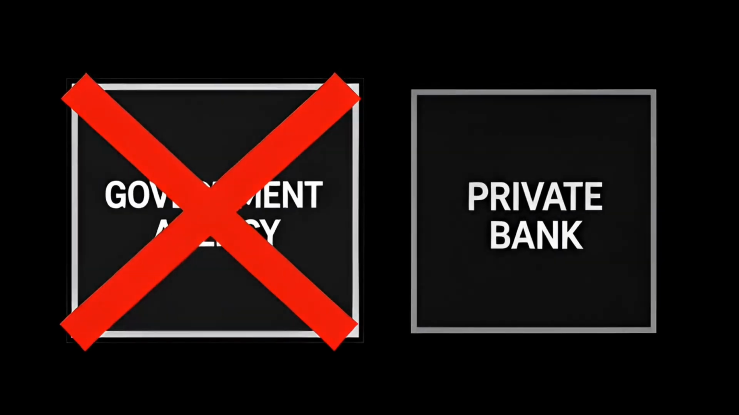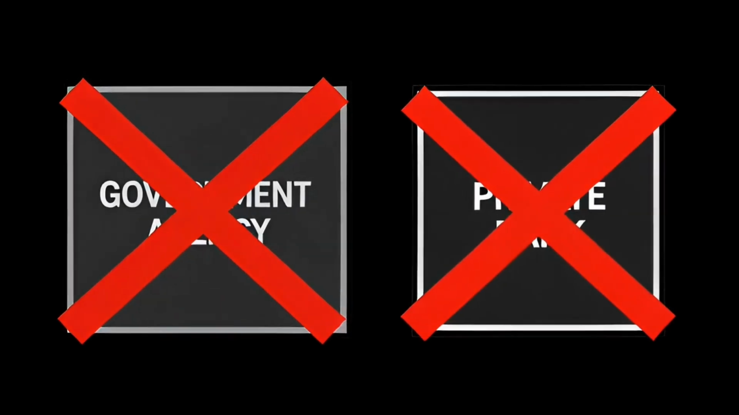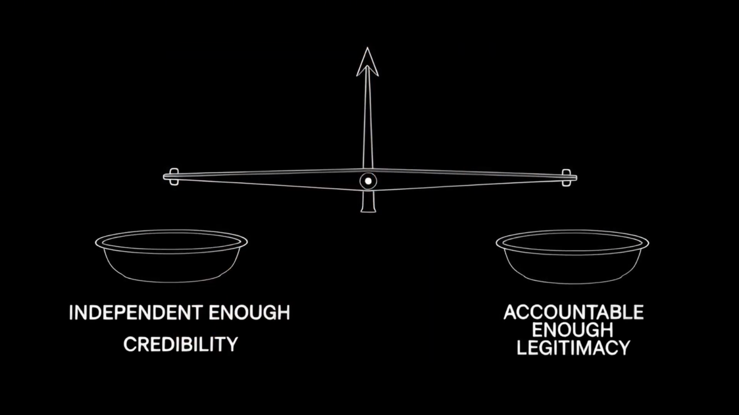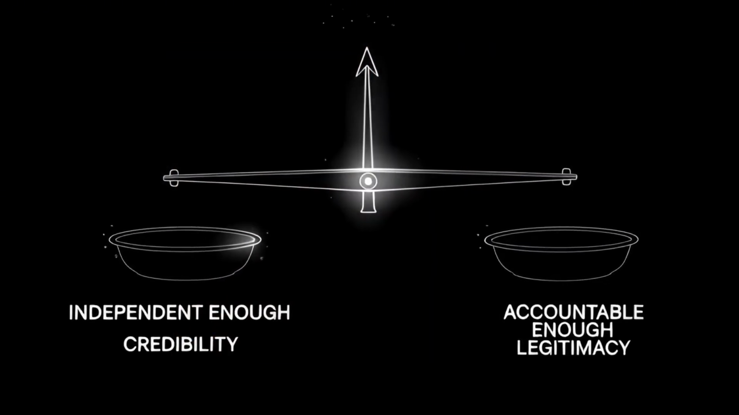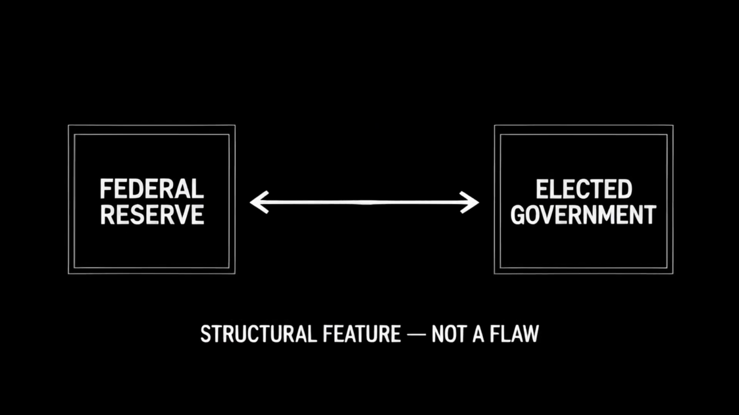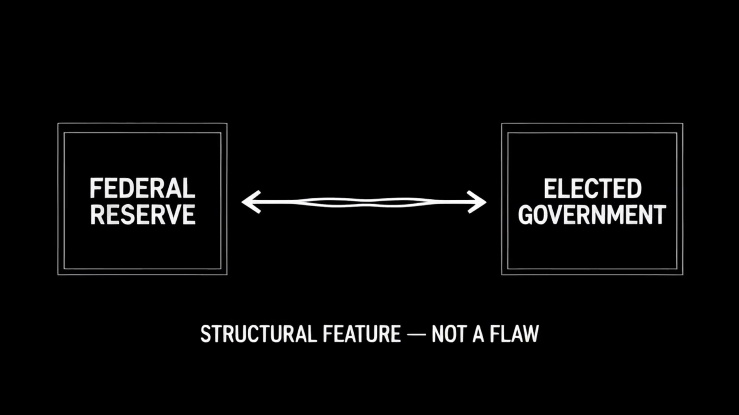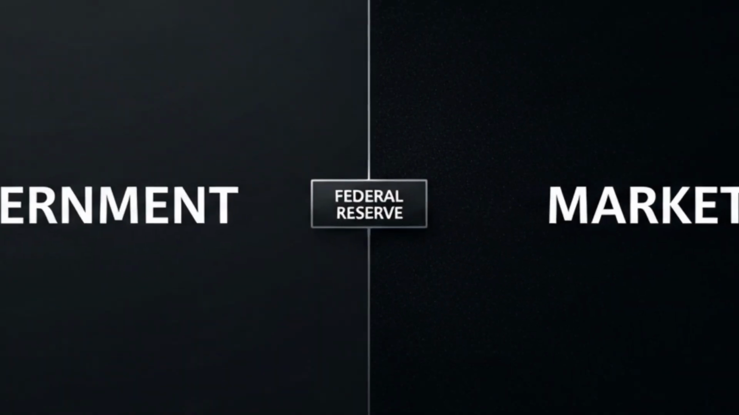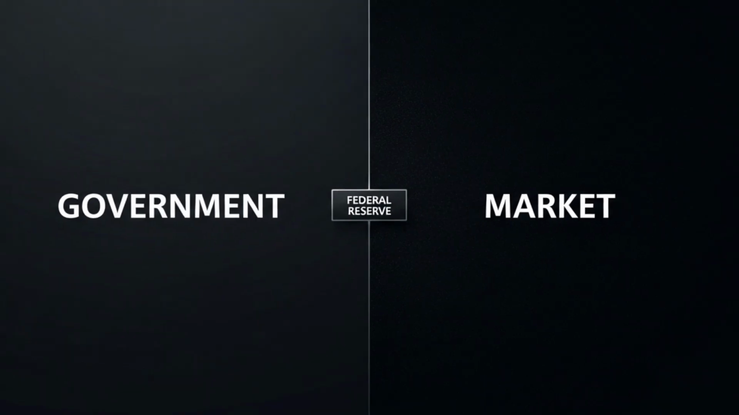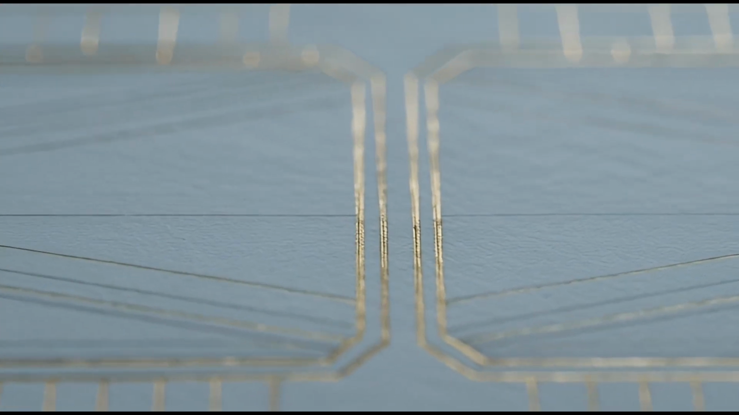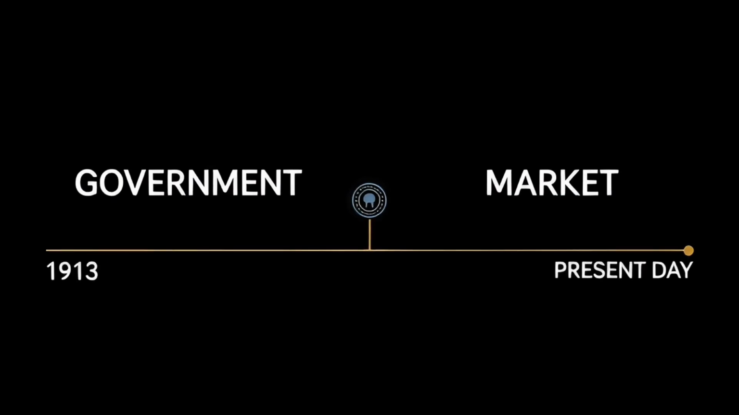The Federal Reserve is not a government agency. It is not a private bank. It is a deliberately constructed hybrid, designed to be independent enough to be credible and accountable enough to be legitimate. The tension between those two requirements is not a design flaw. It is the design. The Federal Reserve exists in the space between government and market. That space was deliberately created, and the system has never fully left it.